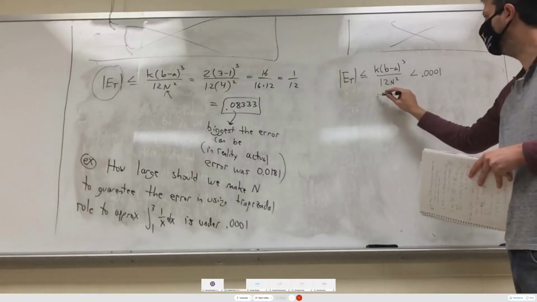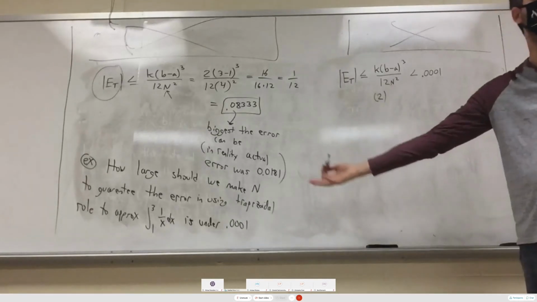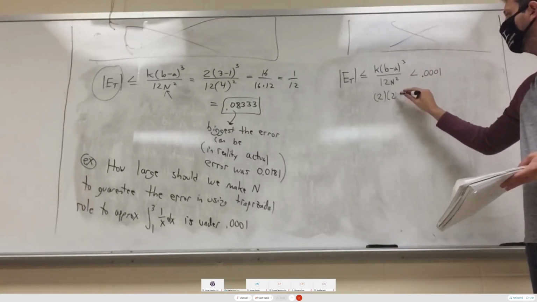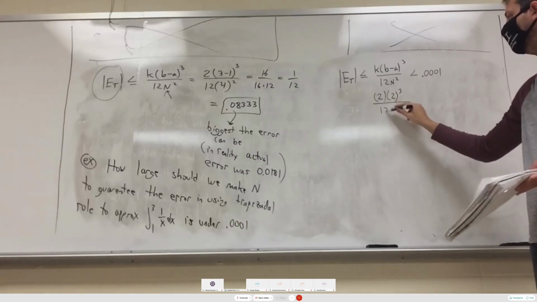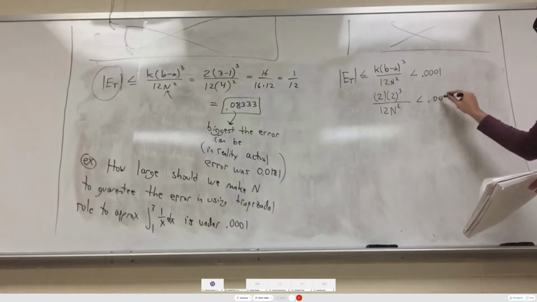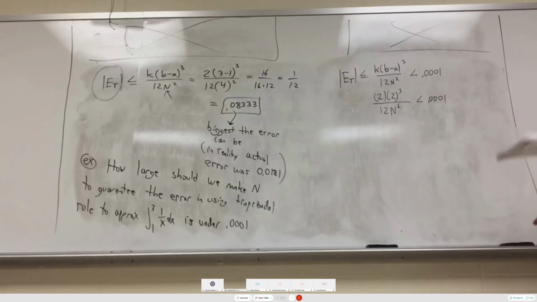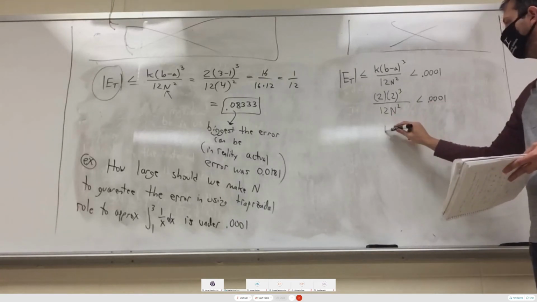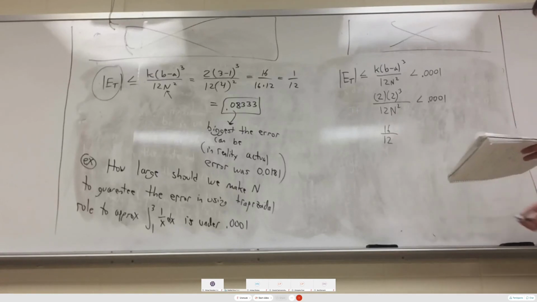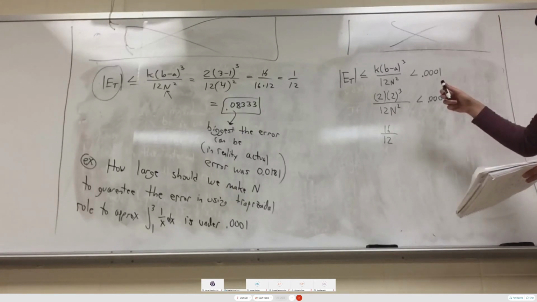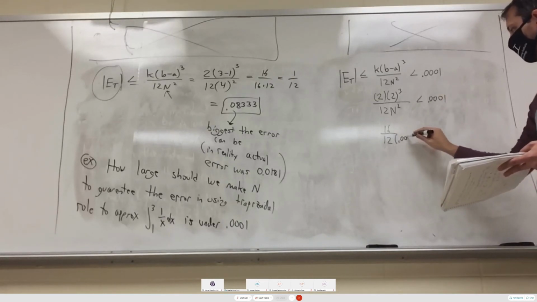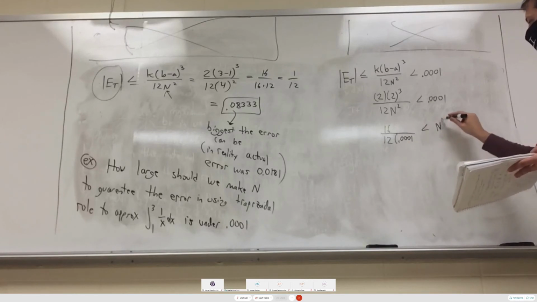So plugging everything in, K is still 2. It's the same range and everything, same function. (b minus a) cubed is still (3 minus 1) cubed, so it's still 2 cubed. 12 is still 12. And n squared is what I'm looking for. It's just a simple equation to solve. Well, it's n squared, multiply across over there, so it's 2 to the 4th, 16 twelfths, divided by 0.0001, less than n squared.